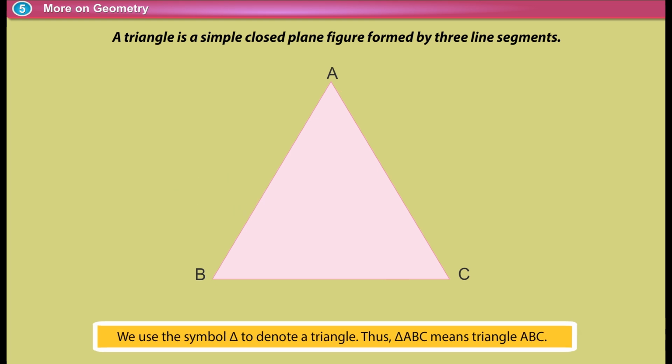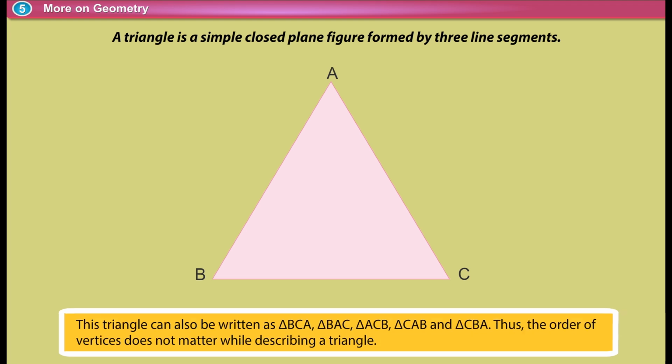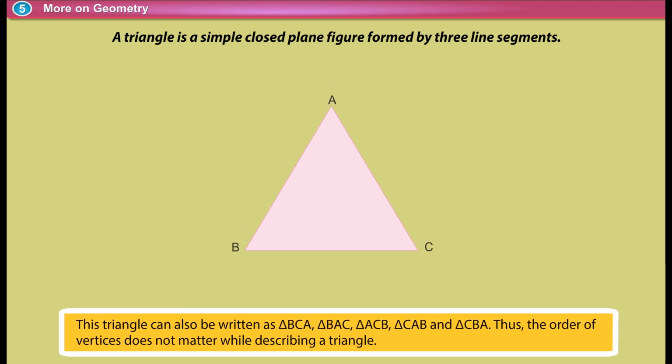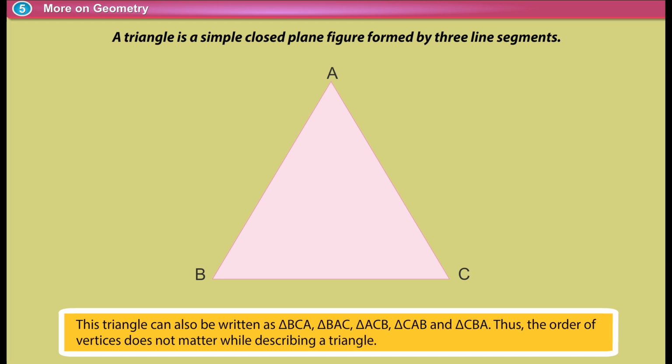We use the symbol Δ to denote a triangle. Thus, Δ ABC means triangle ABC. This triangle can also be written as triangle BCA, triangle BAC, triangle ACB, triangle CAB, and triangle CBA. Thus, the order of vertices does not matter while describing a triangle.